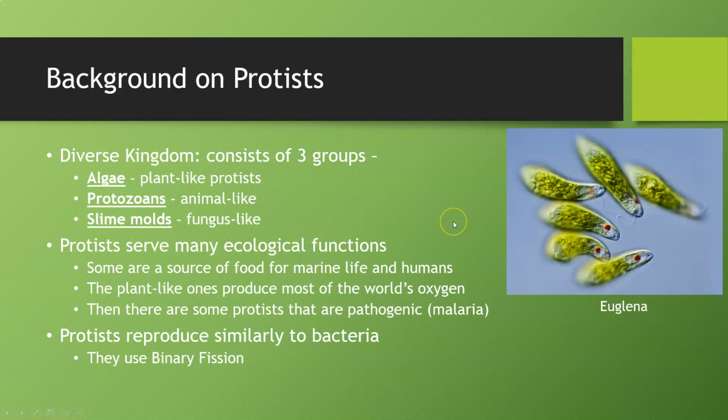Okay. Now, protists serve a lot of ecological functions. For example, some of them act as a source of food for many marine organisms in the oceans as well as humans. Plant-like ones also produce most of the world's oxygen. And there are some protists that are pathogenic, like the ones that cause the condition malaria, which we'll look at shortly. Okay. Now, protists reproduce through asexual reproduction, specifically by binary fission. So in that way, they reproduce very similarly to bacteria.